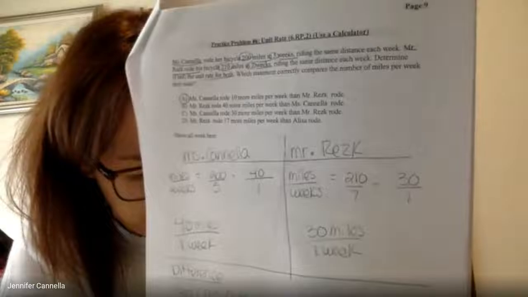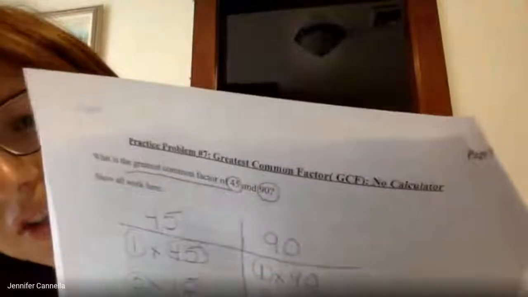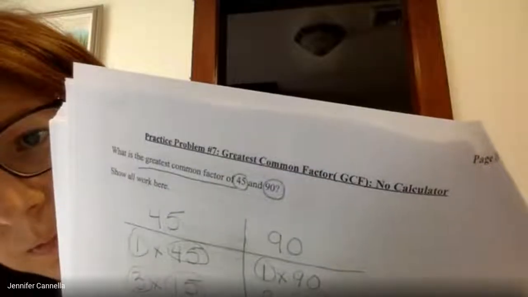All right, we're almost done. Now we're going to go to page 10. Page 10 is the greatest common factor, a GCF problem. Okay, Jasmine, whenever you're ready, we're on page 10, number 7. We're stopping at page 12 today.